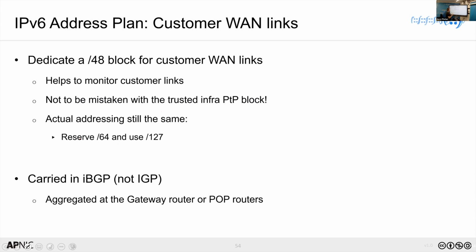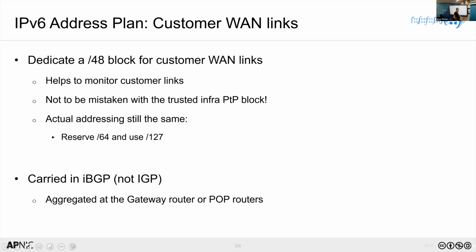So for our WAN links, we've talked about the customer side of the network. What about their connection back to me? We say dedicate a /48 for your customer WANs. Gives us a few things. We can monitor those links a bit easier.